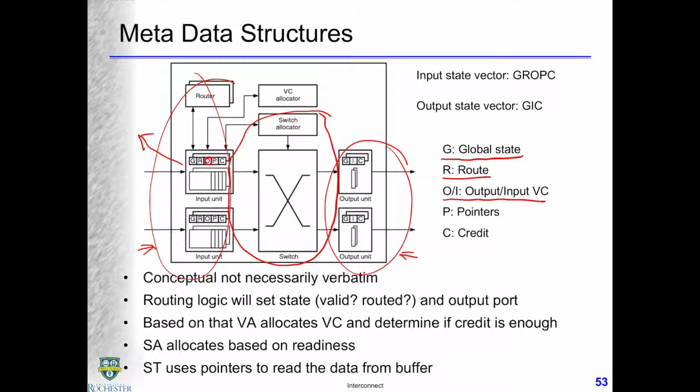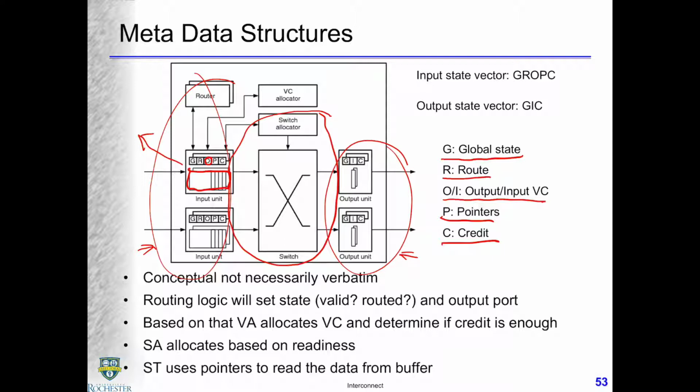Then you have pointers, because you have buffers collecting all these flits. You need to know where's the beginning of your packet, where's the end of it, and you have credit. So you know what the current credit is. You know what your downstream virtual channel's credit is. So it's everywhere, metadata.